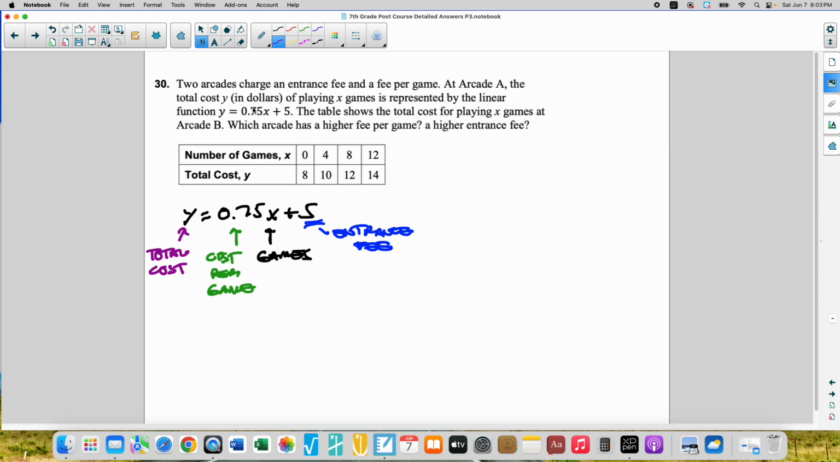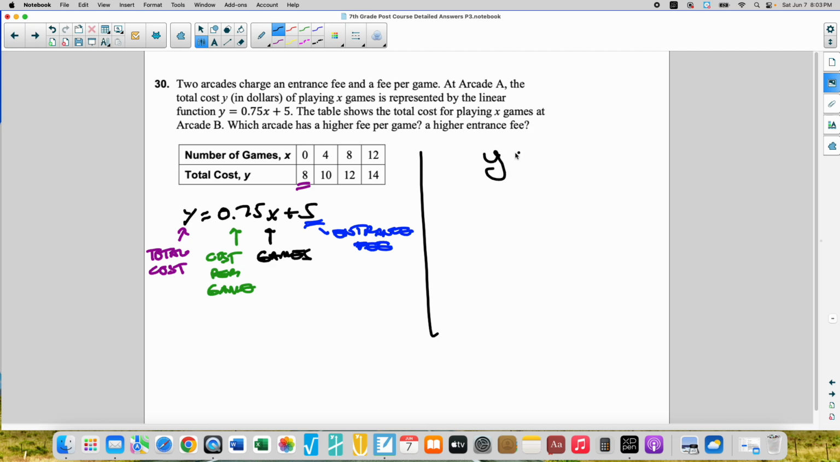The table shows the total cost for playing x games at Arcade B. Which arcade has a higher fee per game? Well, if you play 0 games, it costs you $8. That's how much it costs to enter. And then we want to see, okay, number of games is 4. So we can write an equation. Sorry, I meant to erase it. Let's see how we can write a formula for this.